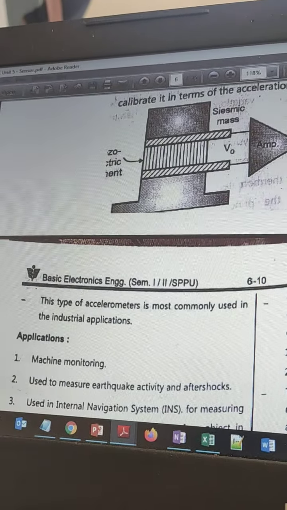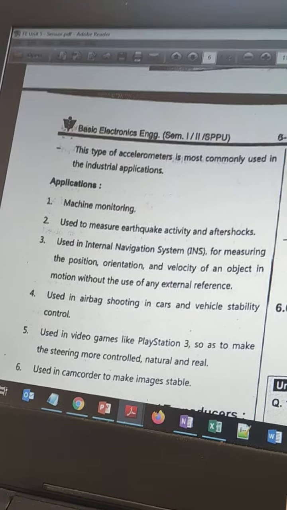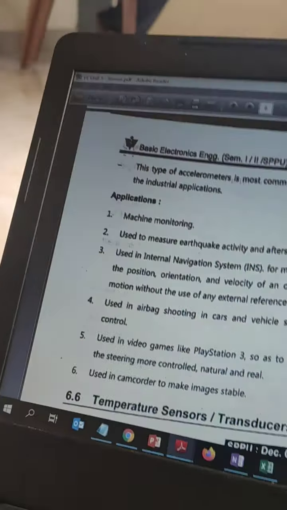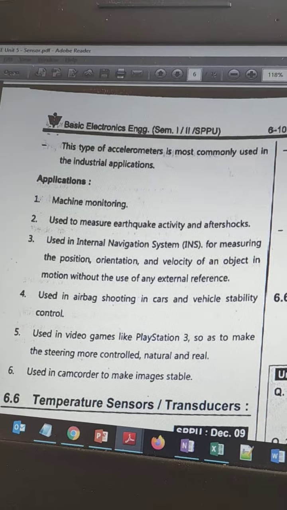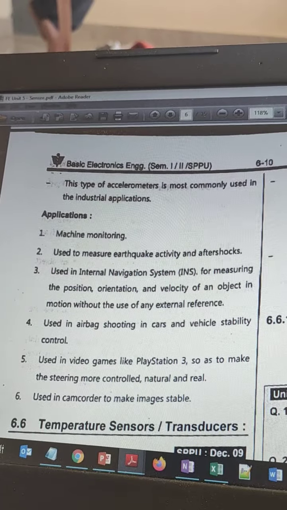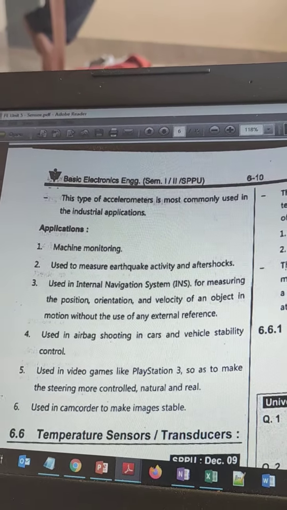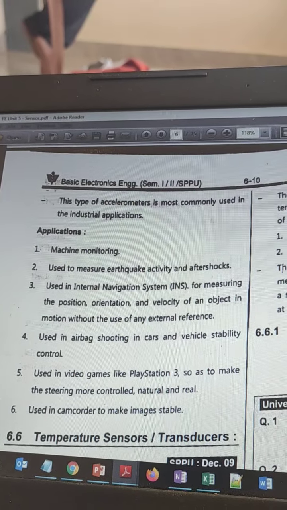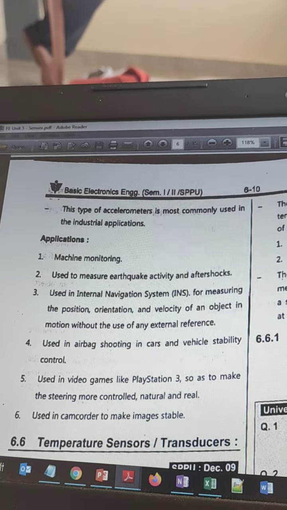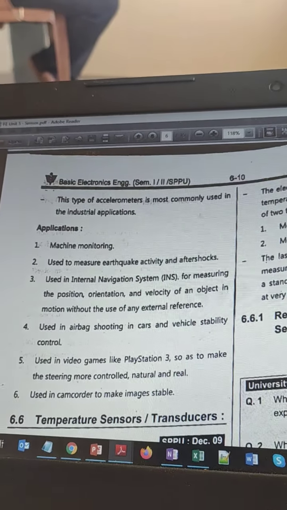This type of accelerometer is mainly used in industrial applications. There are different applications of this. The first is machines: when we have to monitor different machines in industry, we use this. Then, to measure earthquake activity and aftershocks. Then in inertial navigation systems for measuring the position, orientation and velocity of an object in motion without the use of any external references.